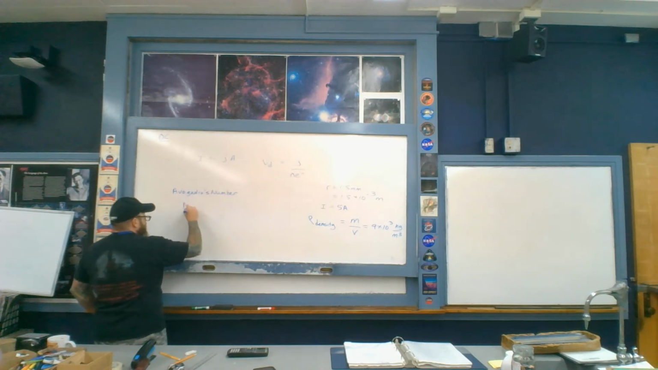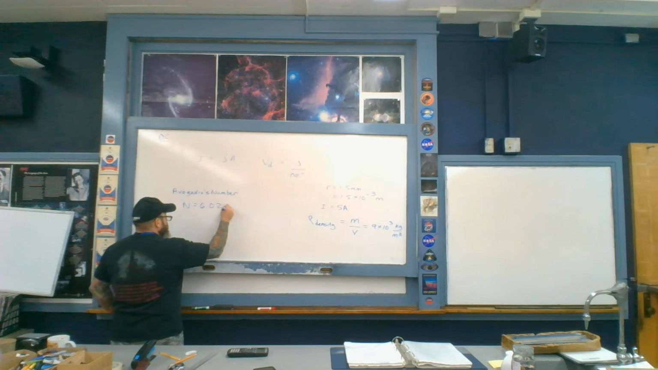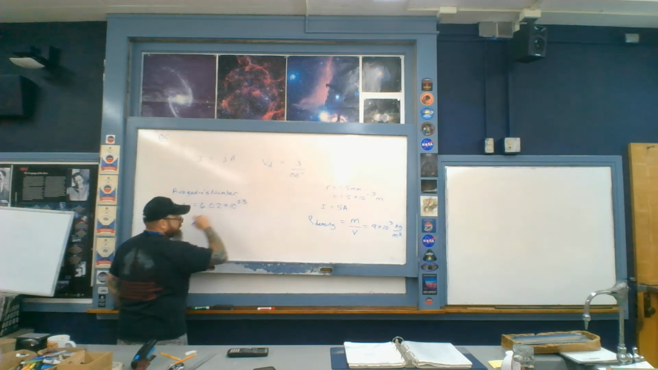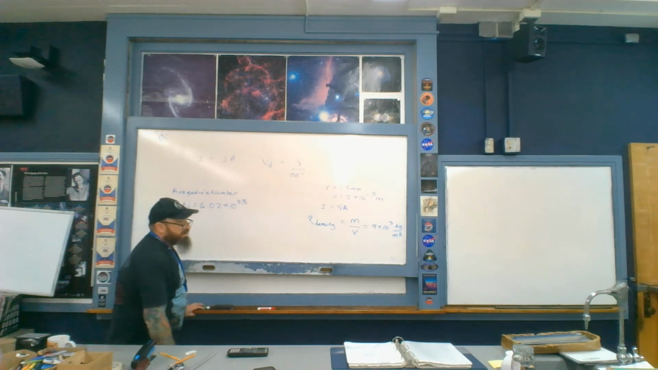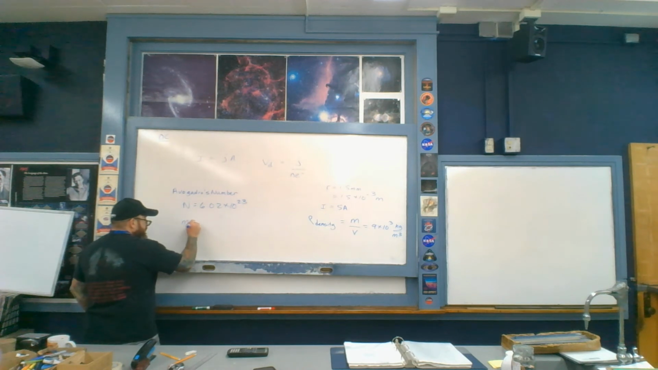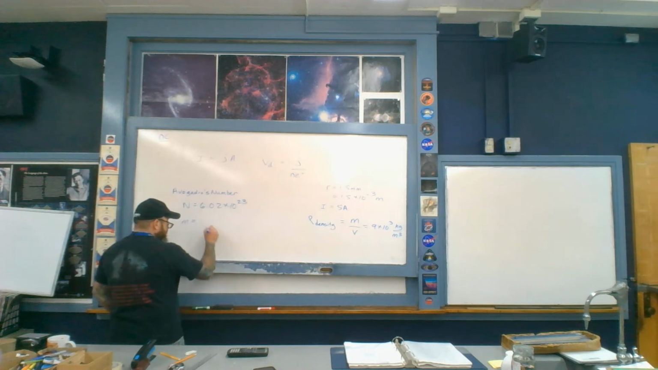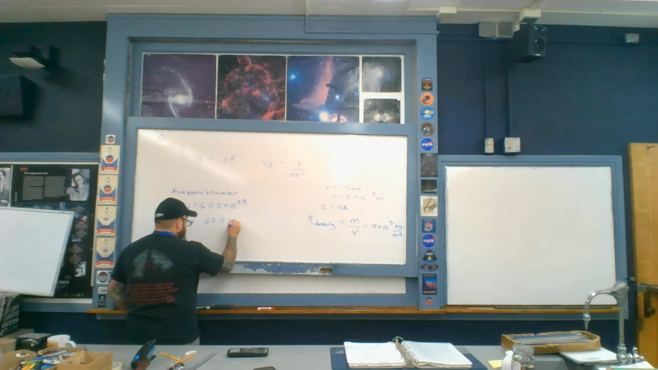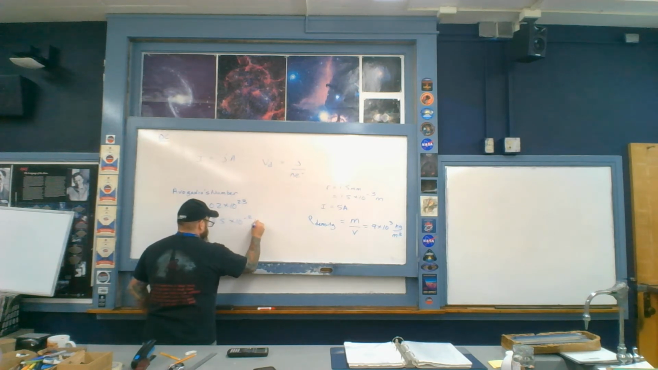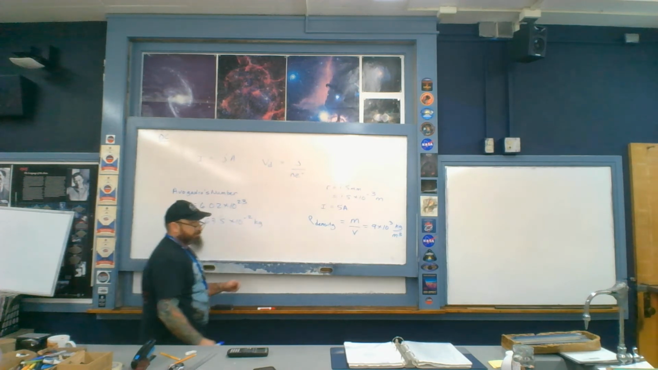I'm going to refer to this as N. That's 6.02 times 10 to the 23rd, like so. And then the mass of the copper itself, 63.5 grams, and it's 63.5 times 10 to the minus 3 kilograms, like so.